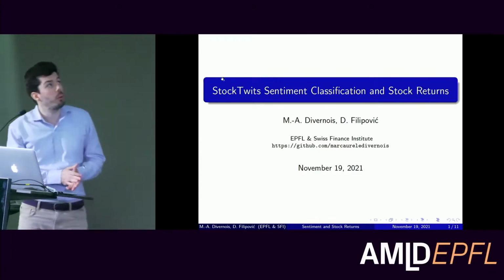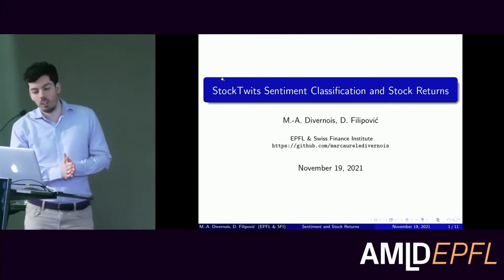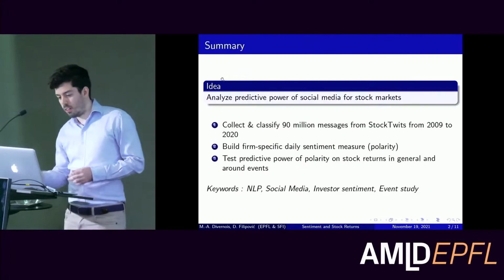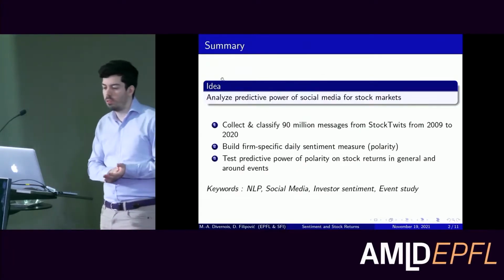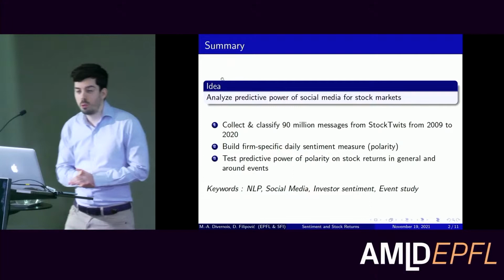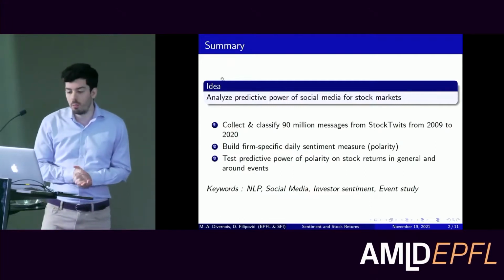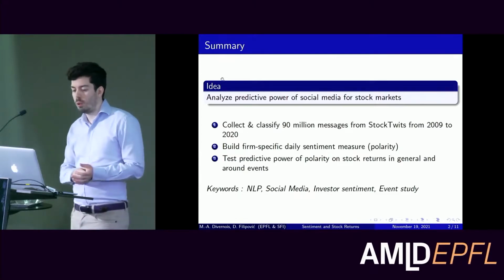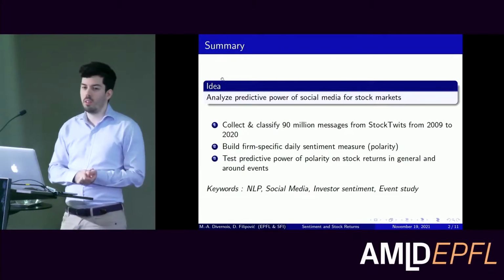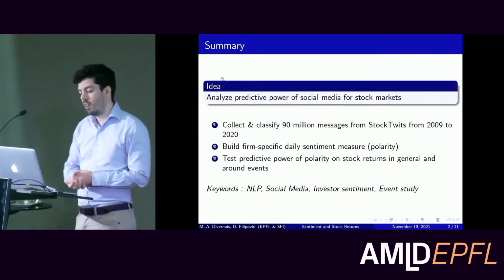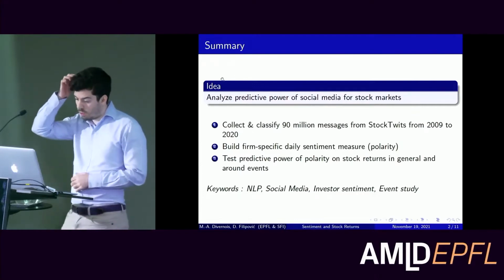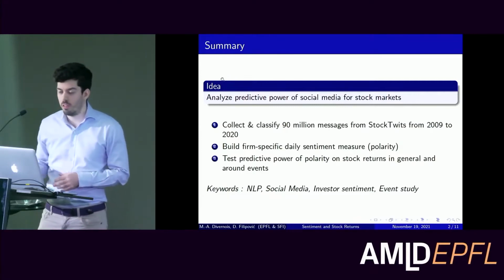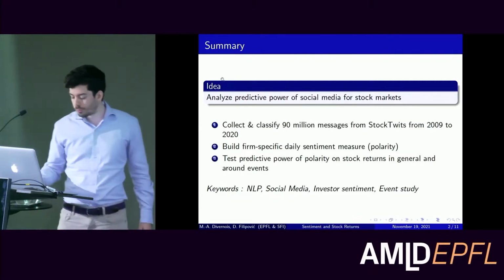I will present my paper, StockTwits Sentiment Classification and Stock Return. This is joint work with Damir Filipovic. The idea is to analyze the predictive power of social media for stock markets. We start by collecting and classifying 90 million messages from StockTwits over a little more than 10 years. Then we build firm-specific daily sentiment time series, which we call Polarity, and test the predictive power of Polarity on stock returns. We do this in general and around specific events, and you will see the difference between the two.